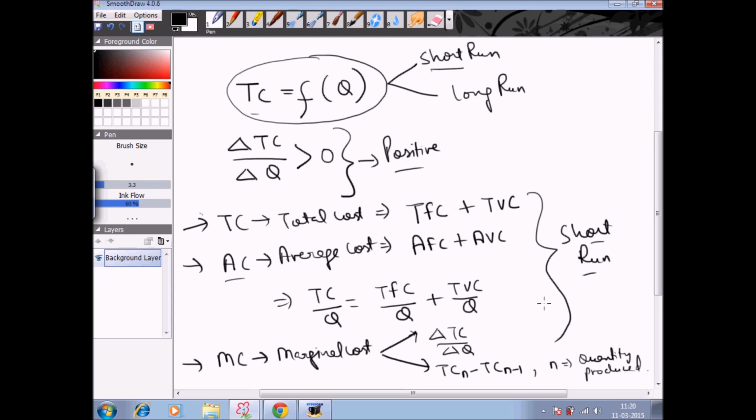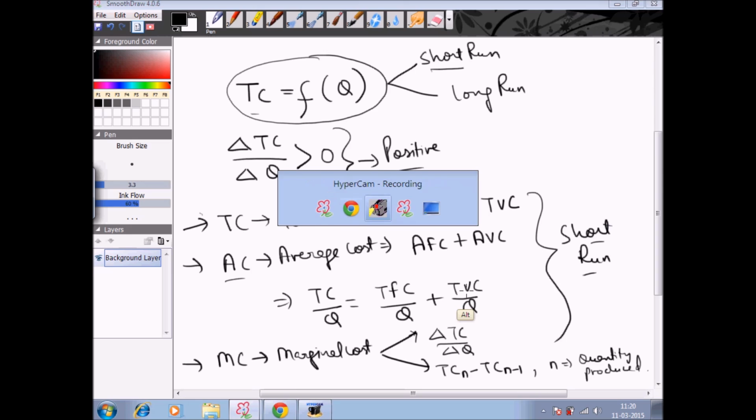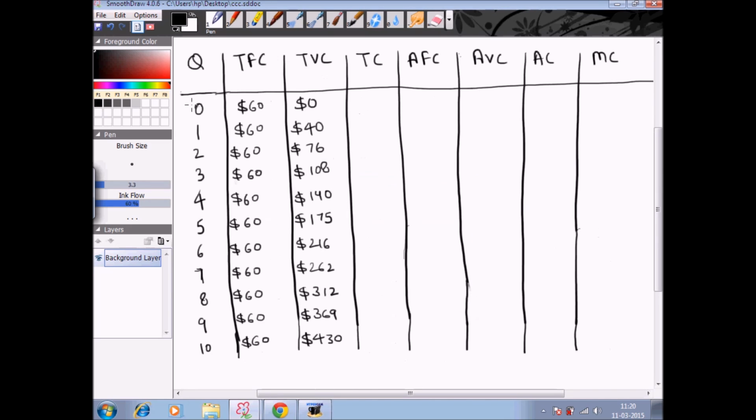Now let's look at what behavior these types of costs show when we increase the number of units produced. We have taken this example. Here the quantity is produced up to 10 units. The total fixed cost, as I told you, will be fixed in the short run no matter how many units are being produced. So it is fixed at $60 for every level of output.